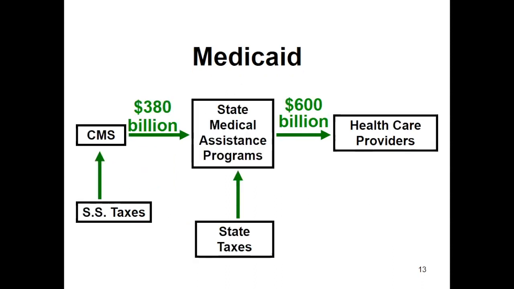In Medicaid, what happens is that CMS takes a large amount of funds from Social Security taxes. In 2020, it was about $380 billion, and sends that to the states. And then the states will kick in an extra 220 billion or so. It's about a 65-35 split between the feds and the states. And the state takes the federal money and state tax money, and then it uses that to set up the Medicaid system in its own state. And that's how it pays healthcare providers and systems to care for Medicaid enrollees.